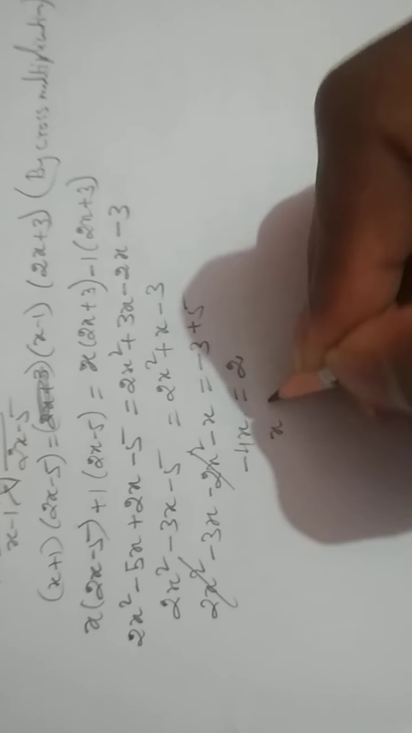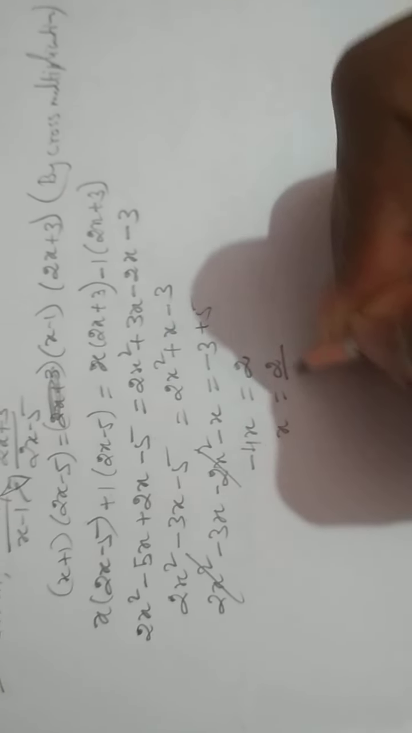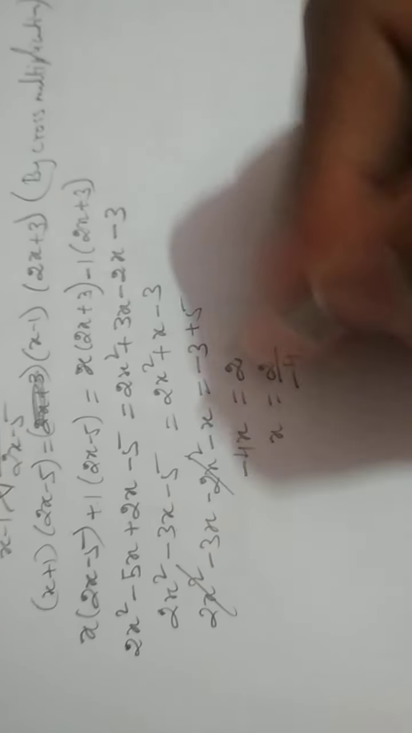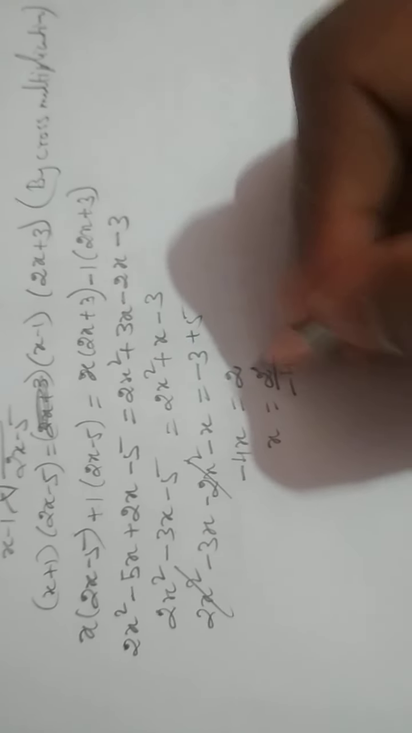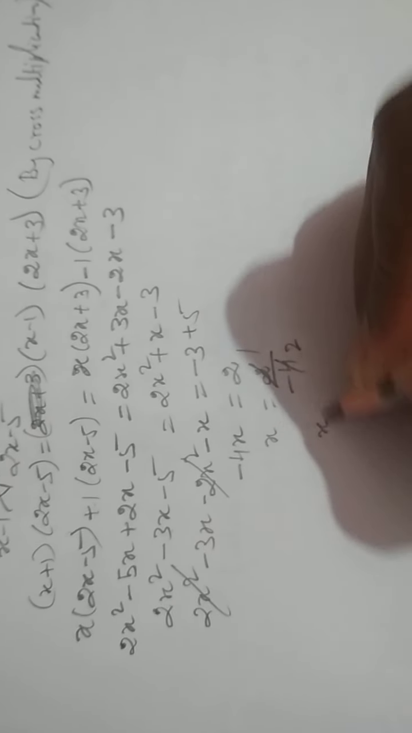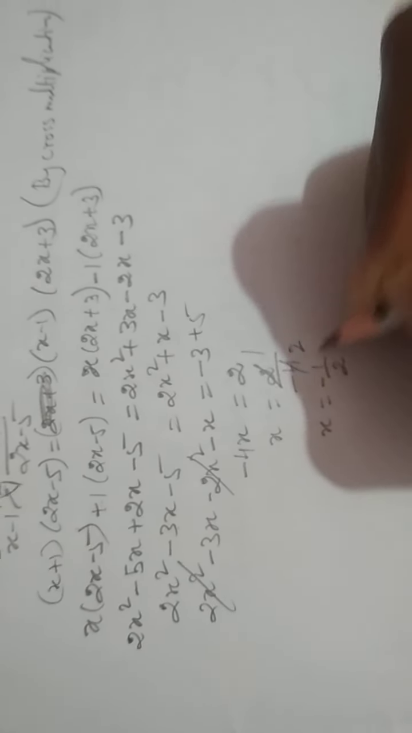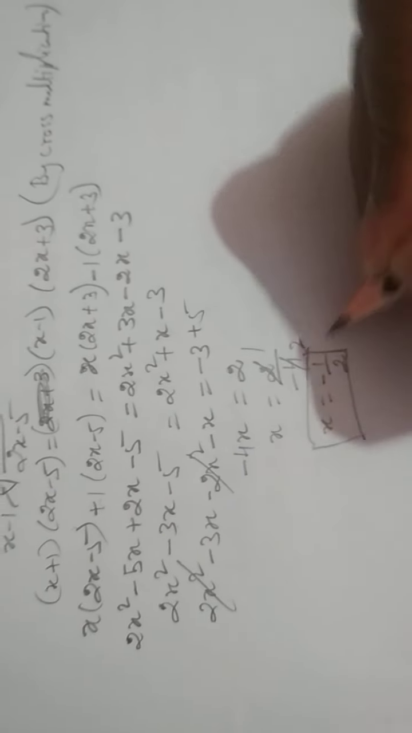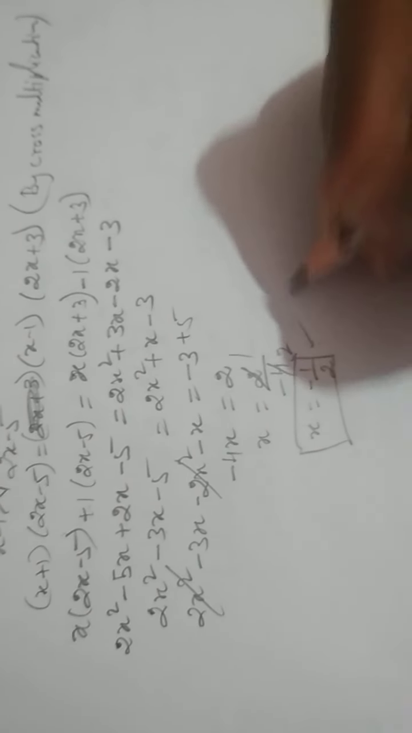So x is equal to 2 by minus 4. Next we can simplify by 2. So x is equal to minus 1 by 2. So the solution of the equation is x equal to minus 1 by 2.